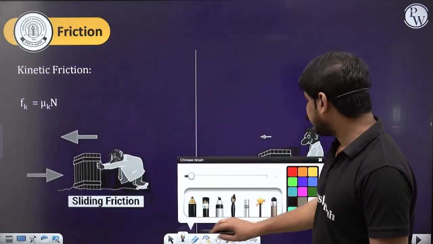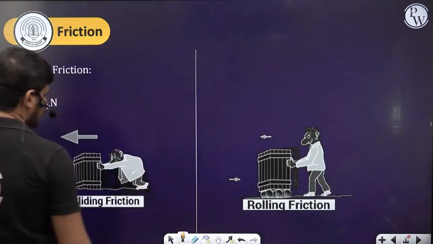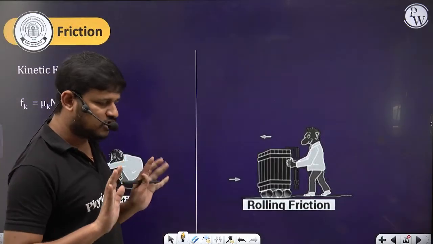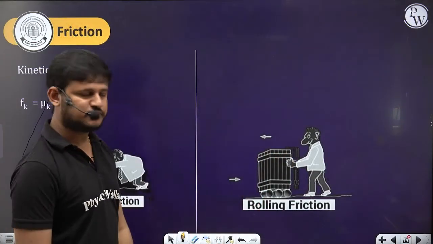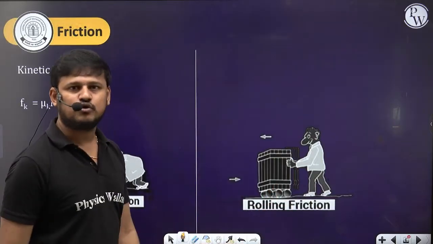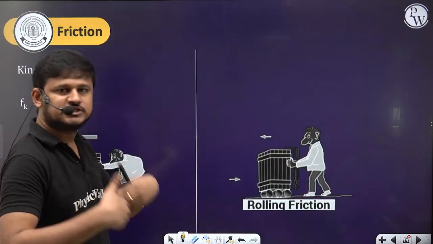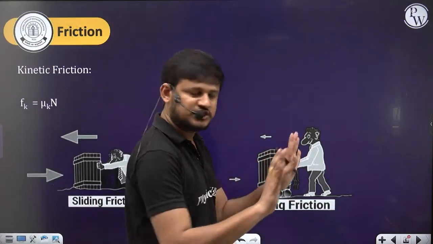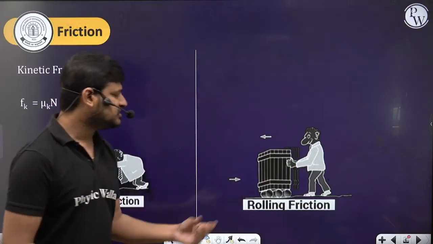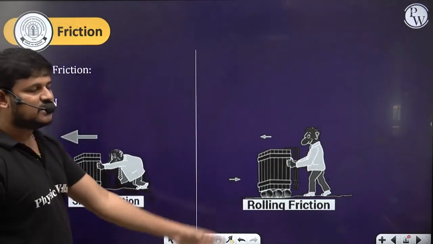In kinetic friction also, we can say that there are two types of friction again. One is sliding friction. When you push the object, it slides on the floor, let's suppose on the rough floor. Then it is said to be sliding friction. If it rolls, let's suppose there are wheels, and if you push it, it's rolling, right? This is called rolling friction. So sliding friction and rolling friction.